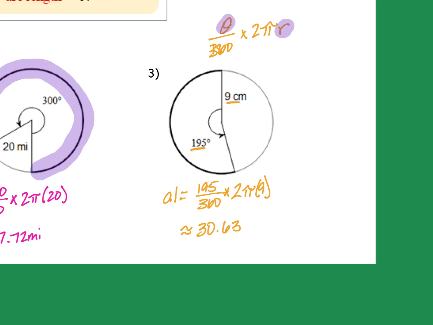I want to just double check that. Times 2 pi times 9. Yep, 30.63. Okay, are there any questions? Anybody at home have any questions so far? Are we doing okay? Awesome.